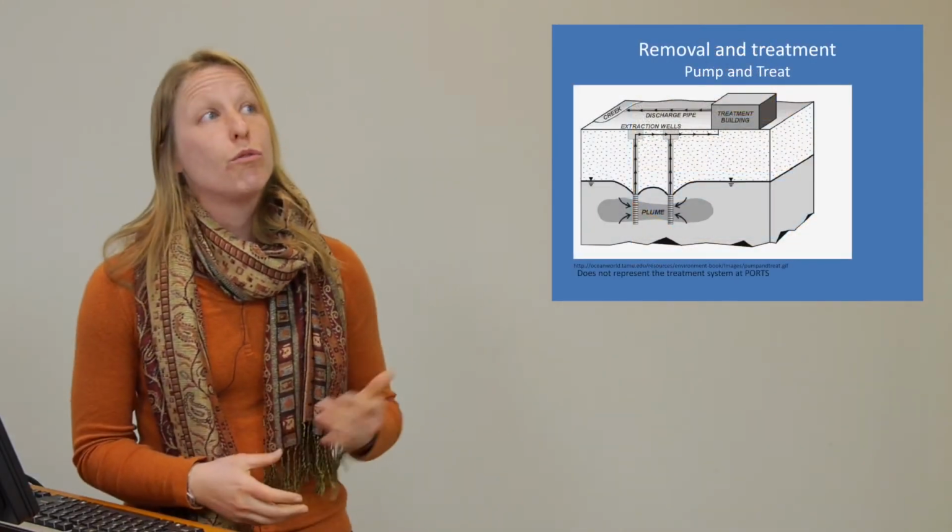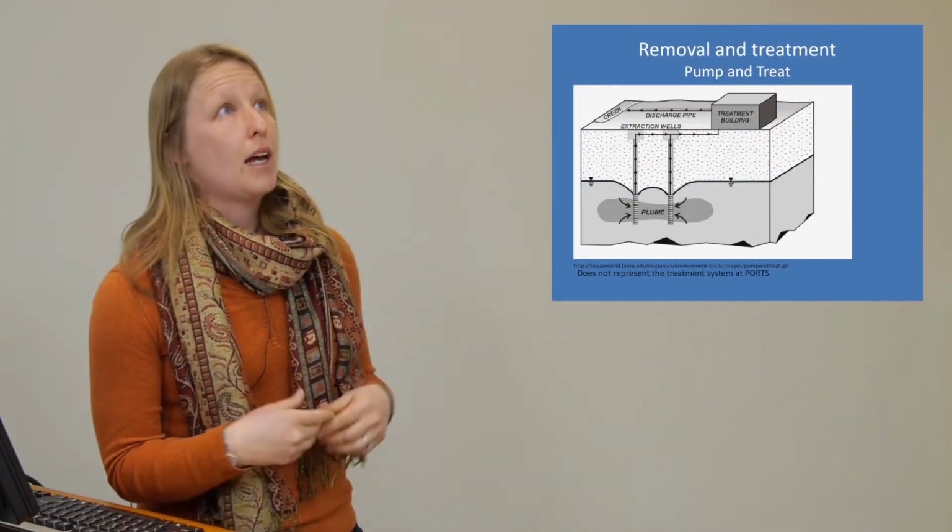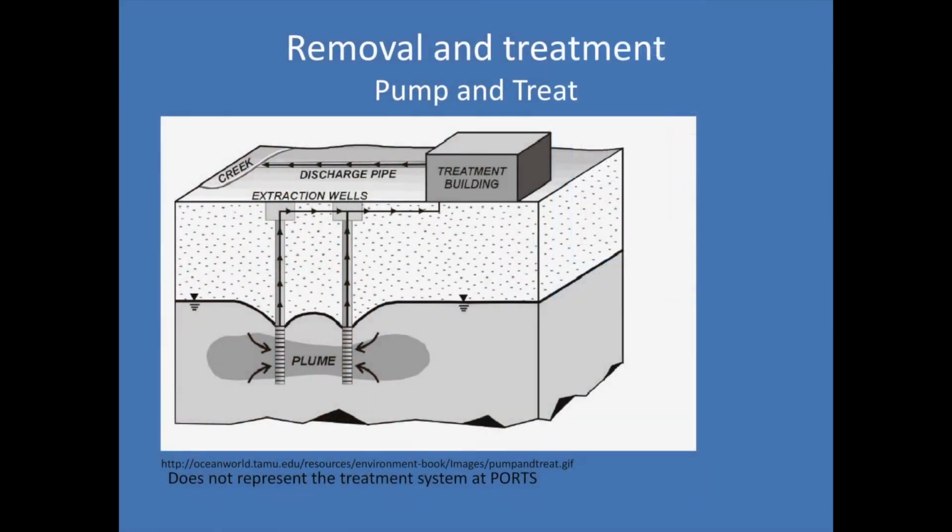We can also remove the contaminated water, or pump the water out of the plume in the subsurface. What you see here is a diagram of a pump and treat system where a groundwater plume is being extracted from wells. You can see the cone of depression drawing groundwater towards those wells, and that contaminated water is extracted through extraction wells. It's then treated to discharge requirements and discharged into surface water.